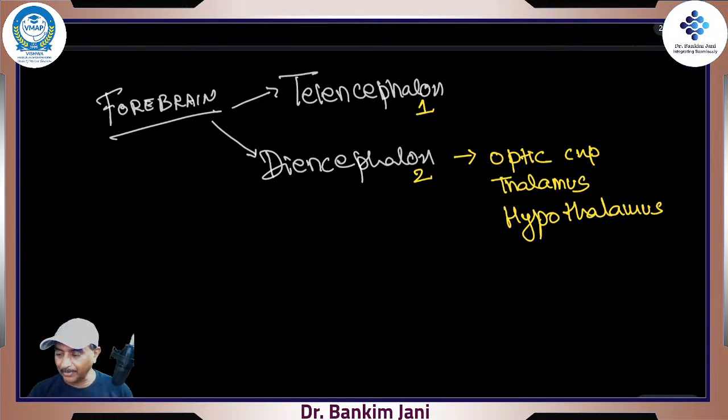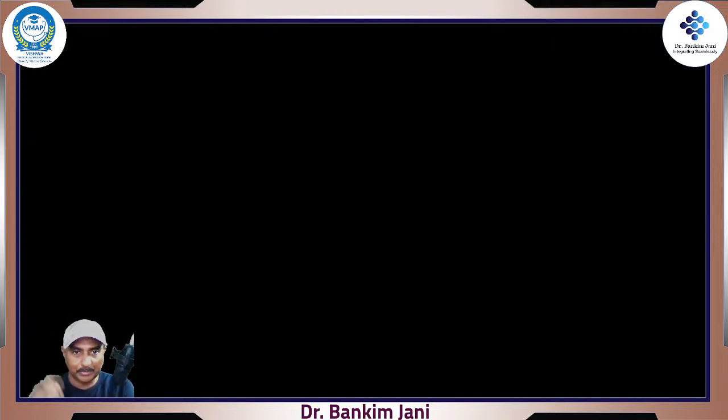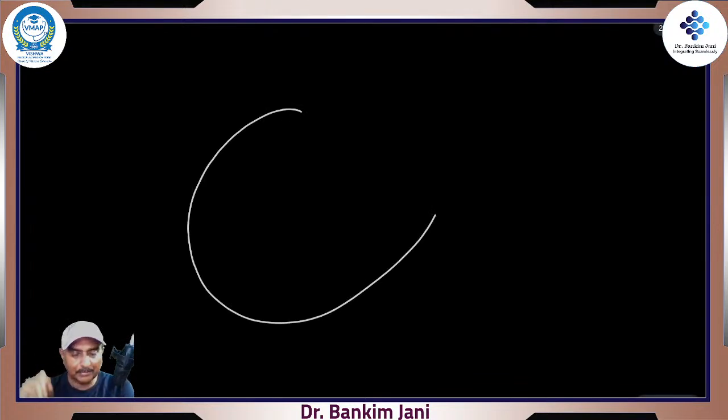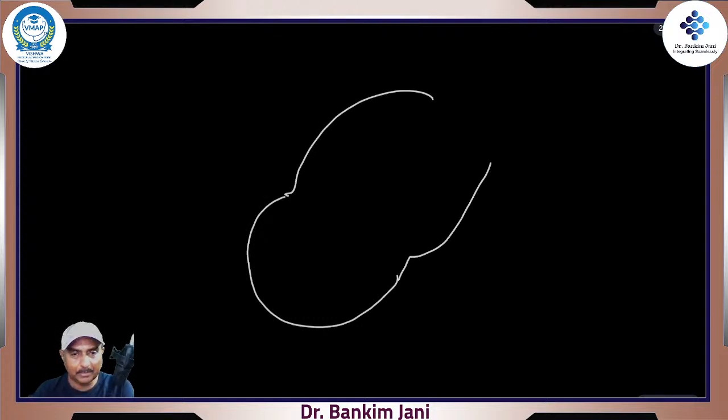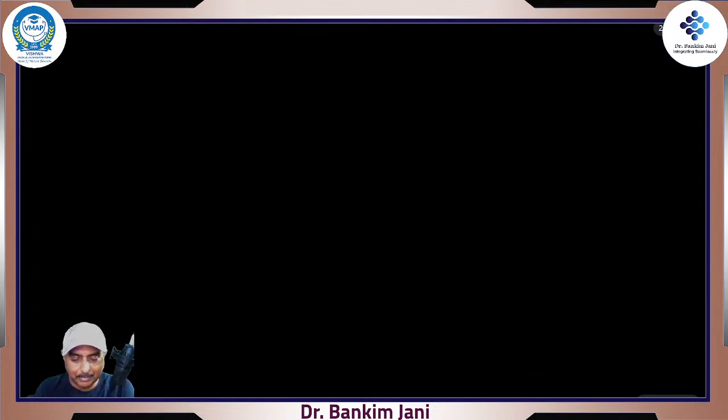What about telencephalon? Telencephalon is cerebral hemisphere. So we draw one image. Zooming on it like this, say telencephalon and diencephalon. So just think of it like this: this is our forebrain. Okay? Erasing it, drawing it again. This is the forebrain, right? Still this is the forebrain.